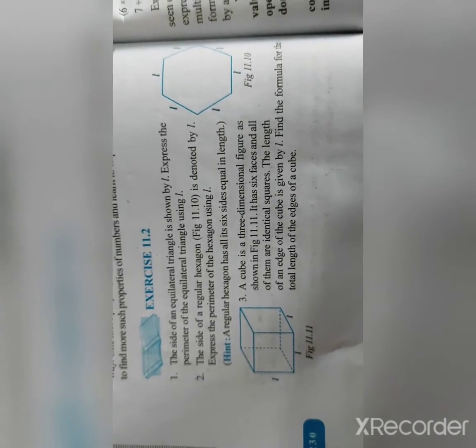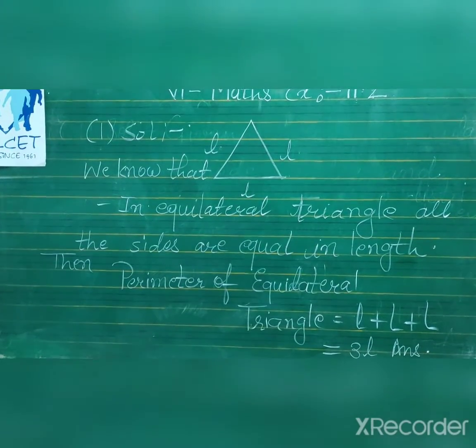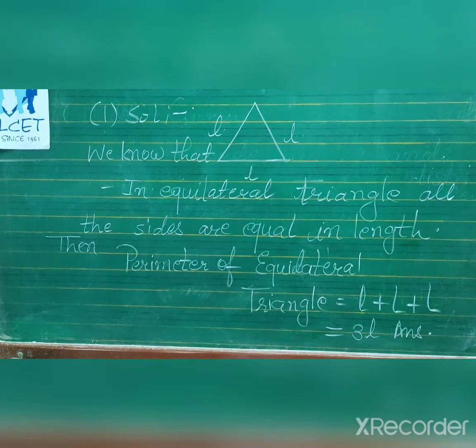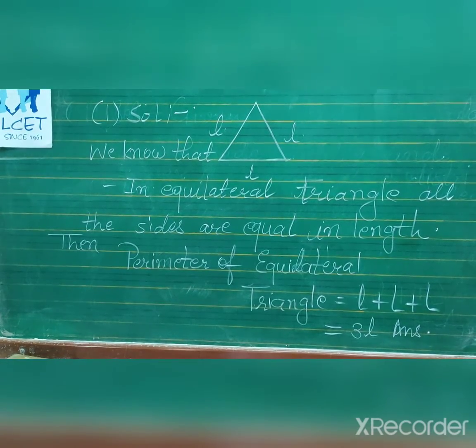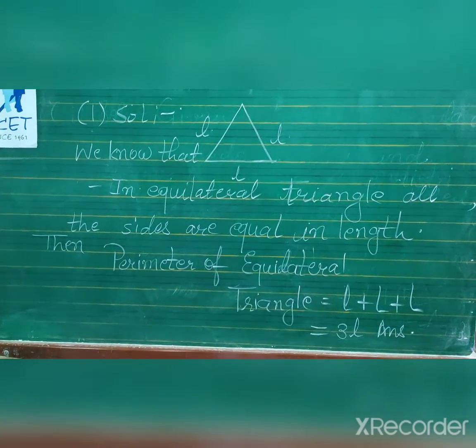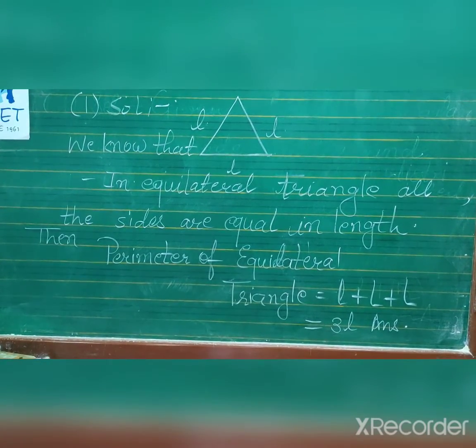Let's solve on the green board. We know that in an equilateral triangle, all the sides are equal in length. Then the perimeter of an equilateral triangle is equal to L plus L plus L, which is equal to 3L.